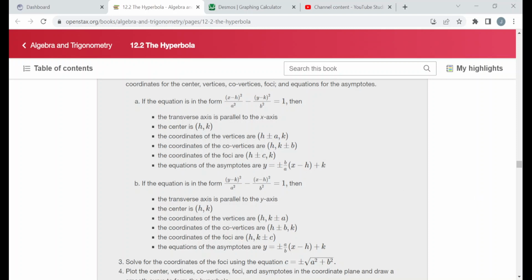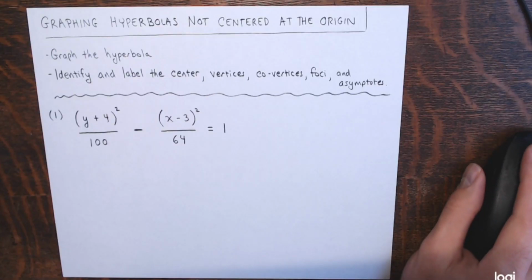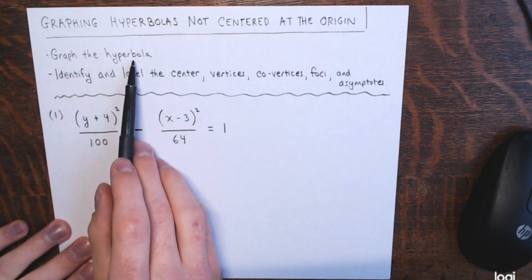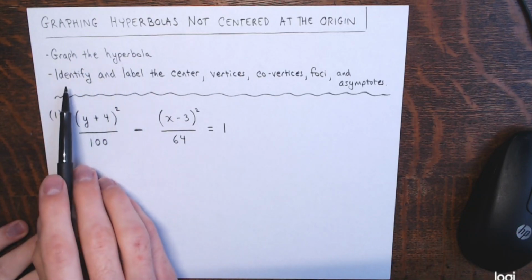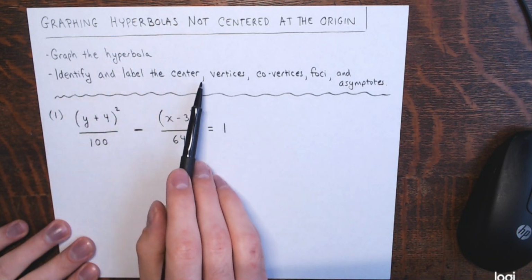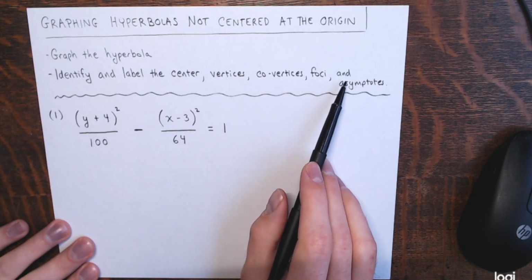Okay, so I'm just going to get into it. And then we'll be graphing these, and each one of these we're asked to graph the hyperbola. And while I'm doing that, we'll identify and label the center, vertices, co-vertices, foci, and asymptotes.